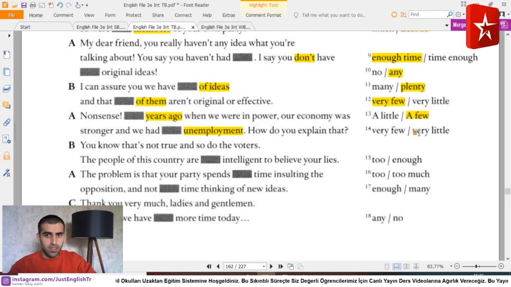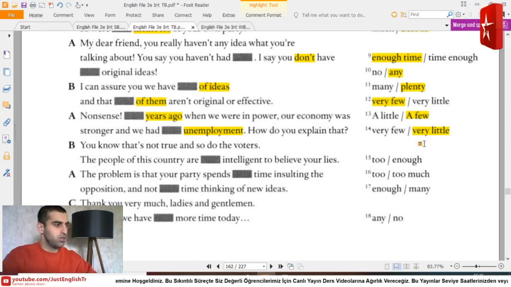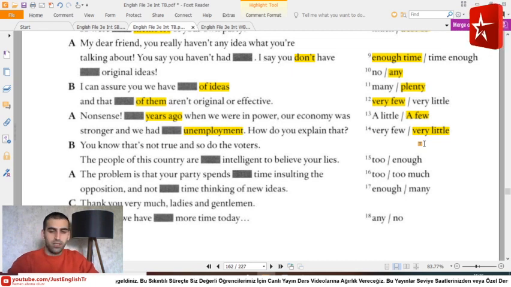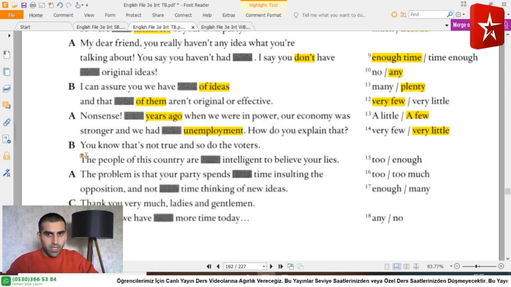Irina says very little. Yep, because of unemployment. Yeah, that's the correct answer. Thank you, Miss Irina. Yeah, your answer is great. Very little. Thank you, Mr. Mustafa. And the next one, number 15.